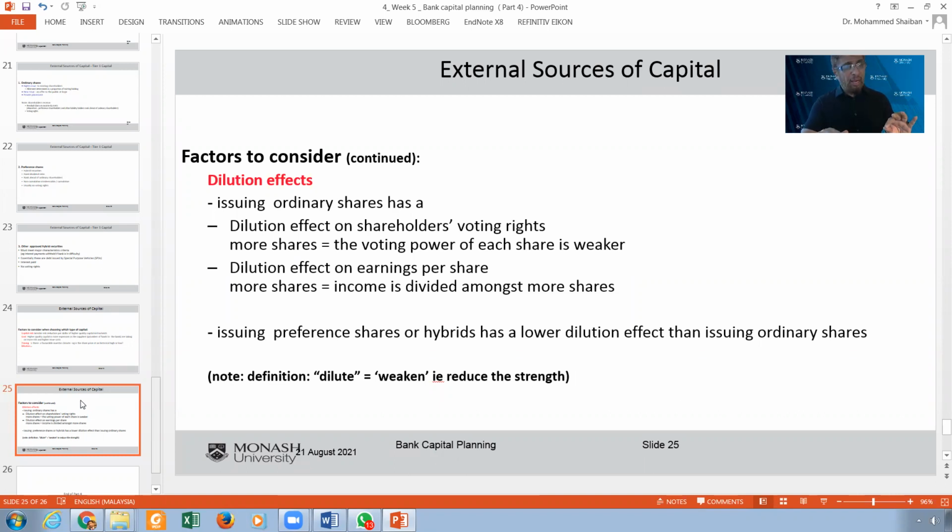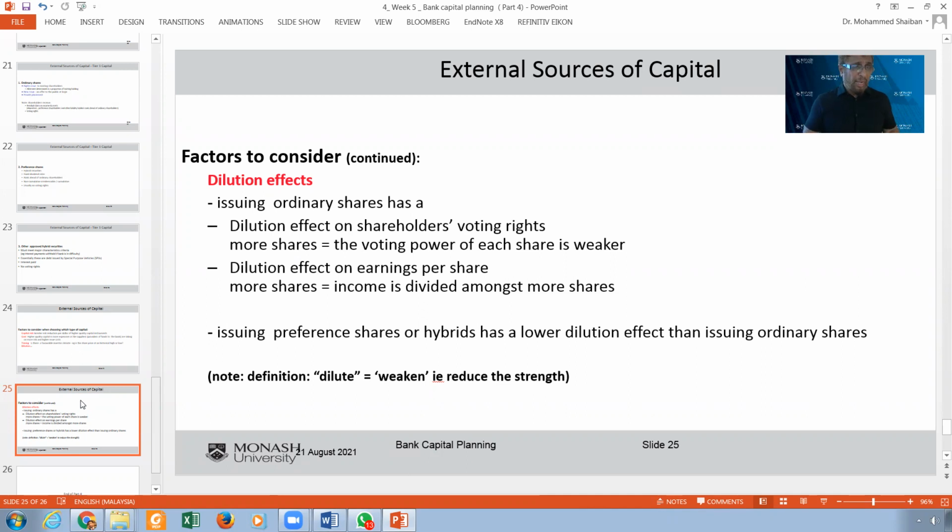So if, for example, I make 100 million in profits, and I have 10 million shares in the market, then every share would receive something like 10 cents in earnings per share. Now, if I start to issue another 100 million shares, and it becomes 200 million shares, and I'm still receiving only the 100 million profit, then in this case, the earnings per share will be 5 cents. So this is what we mean by dilution effect.